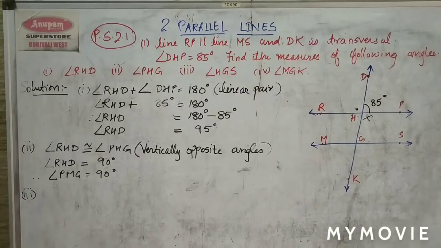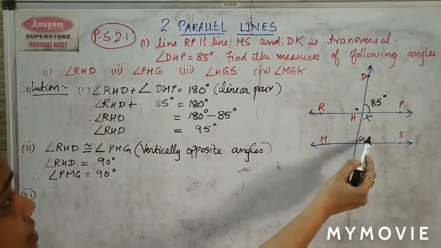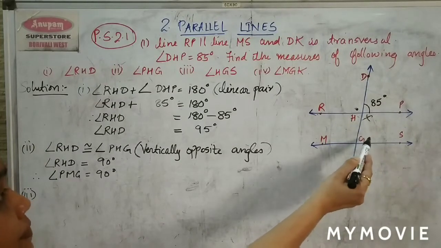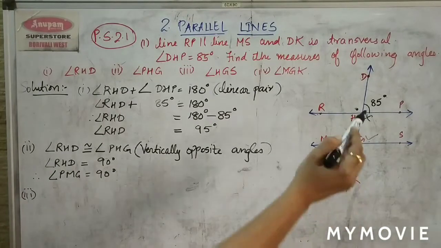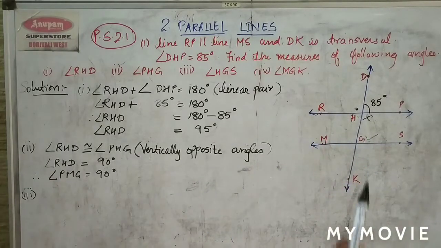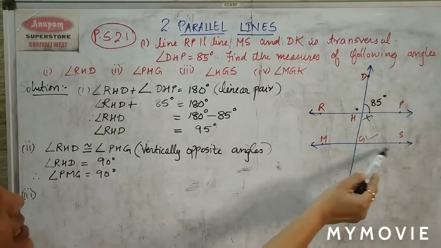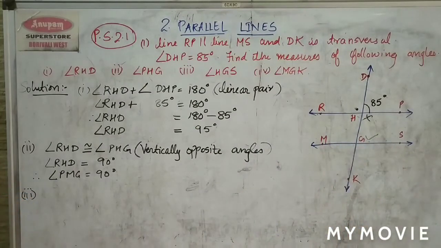Now let us check the third one. In the third one, we have HGS to find out. Now how do I get this HGS? This is here, HGS. So I am supposed to find out angle HGS. See, we can use corresponding angles here. Yes, we can also use the property of interior angles, where the addition of these two angles is 180 degrees. So you can find this by two methods. We'll take the easier one.